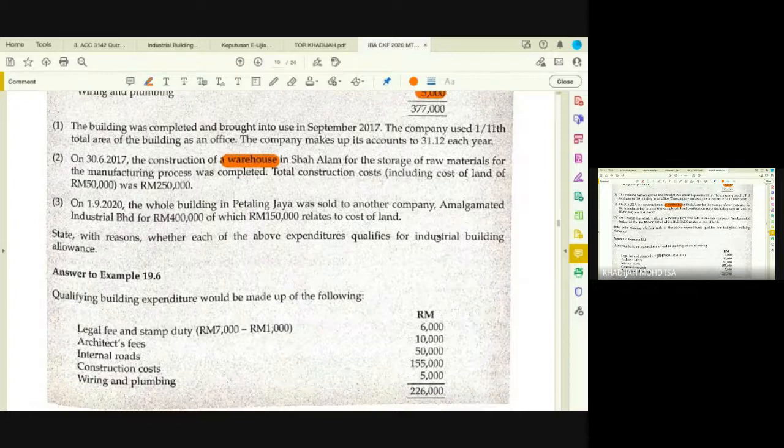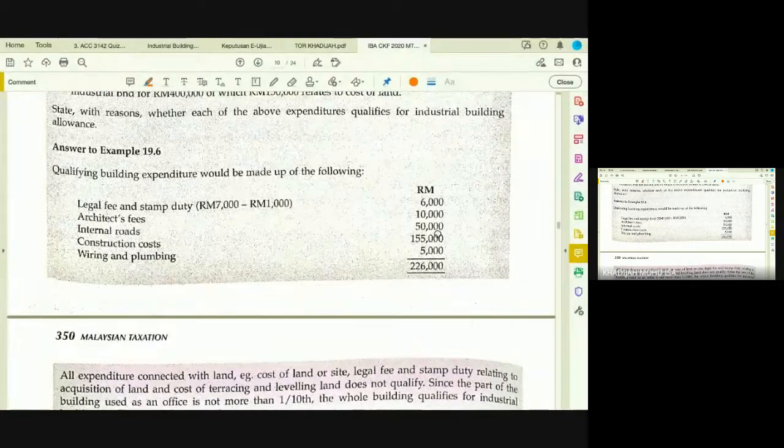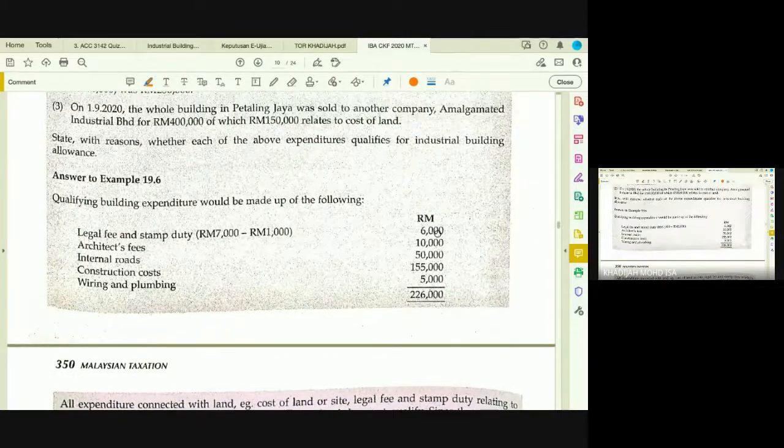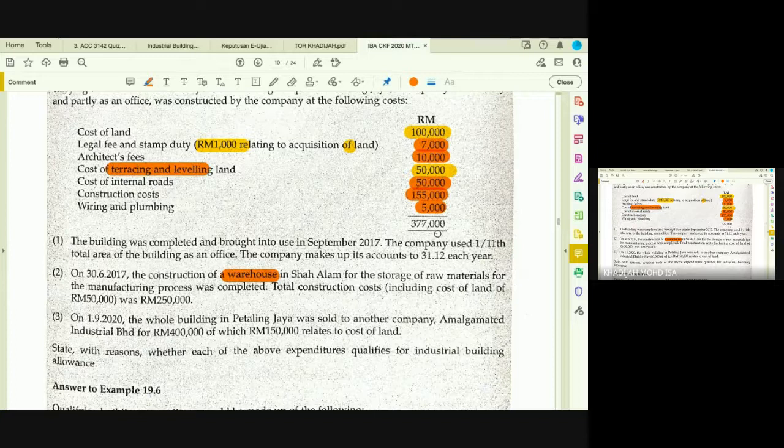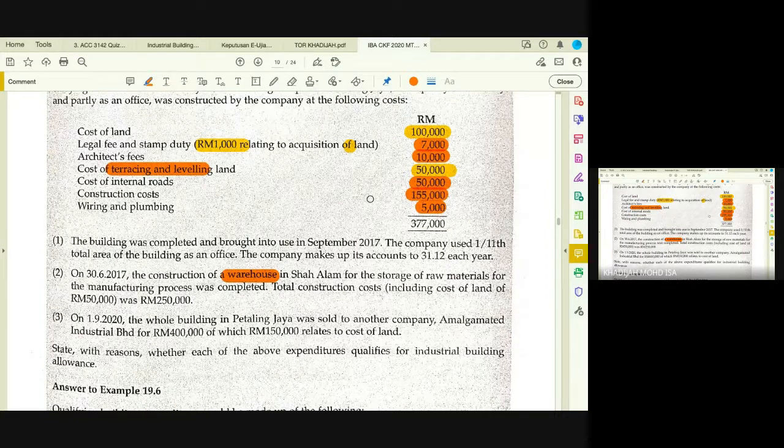Right, so at the disposal of the building in PJ, you have to compute whether it's a balancing charge or balancing allowance. State with reason whether each of the above expenditure qualifies for industrial building allowance. Okay, so the qualifying building expenditure would be made up as follows. The first one, cost of land, is excluded because land is a non-qualifying expenditure. Then we have legal fees and stamp duty. But the stamp duty here totals 7,000, and 1,000 relates to the land, so that 1,000 is non-qualifying and you only take 6,000. Architect's fee is 10,000, that is qualifying.